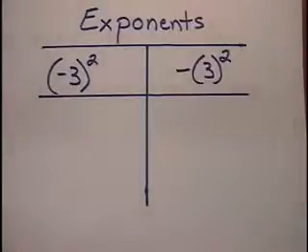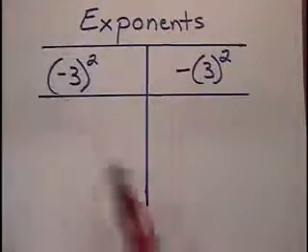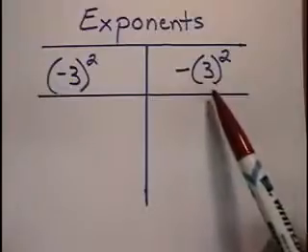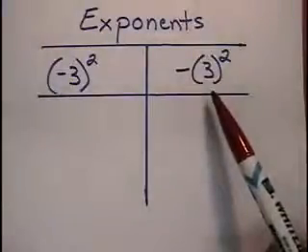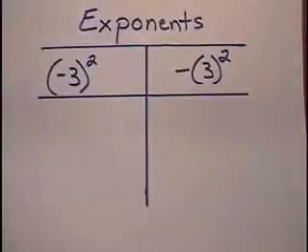Take a look at some different ways to show a number being raised to a power using an exponent. In the example I have here, you see parentheses around a -3. Here, you see parentheses around just a 3. We're going to look at how the exponent of 2 will get you different answers depending on how the problem is specified with the parentheses.